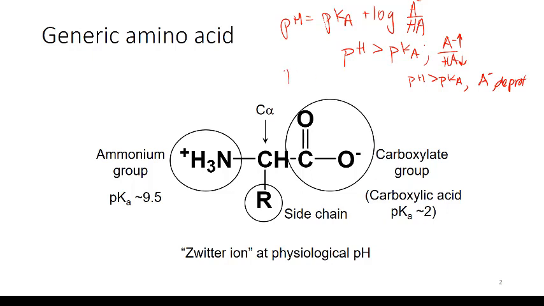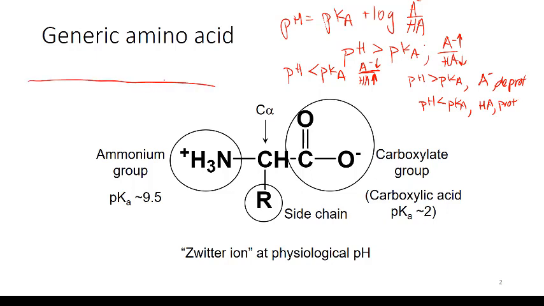Similarly, if we have the pH less than the pKa, this meant that the ratio of A minus to HA would be smaller, and this would come from the amount of HA being larger and then the amount of A minus going down. So at pH less than pKa, the acid form, or the protonated form, is favored.